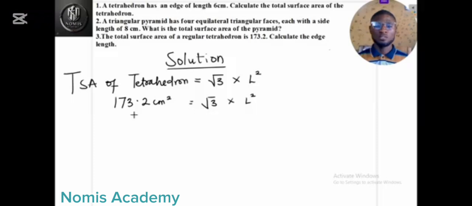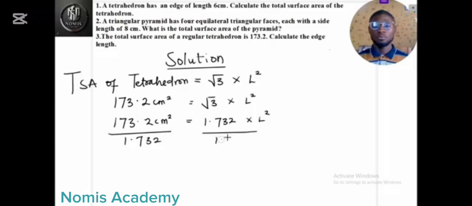This gives me a sense of similarity between 1732, 173.2, and the root of 3. So 173.2 centimeters squared is equal to 1.732 multiplied by L squared. To make L squared the subject of the formula, I will divide both sides by 1.732. So this cancels this.